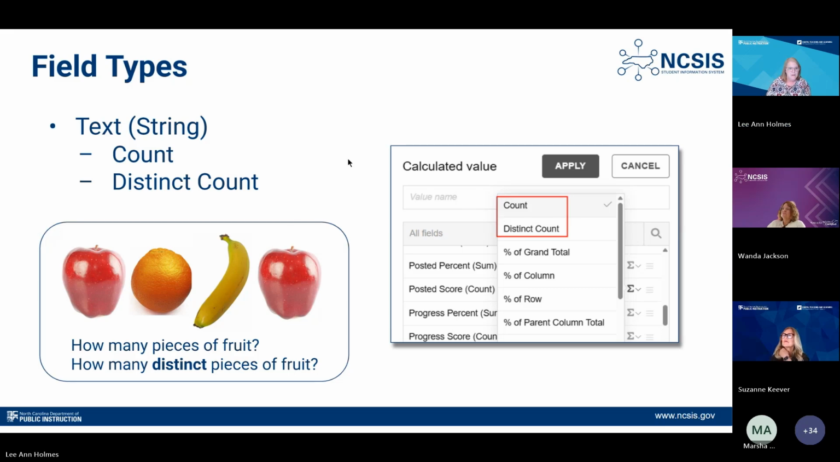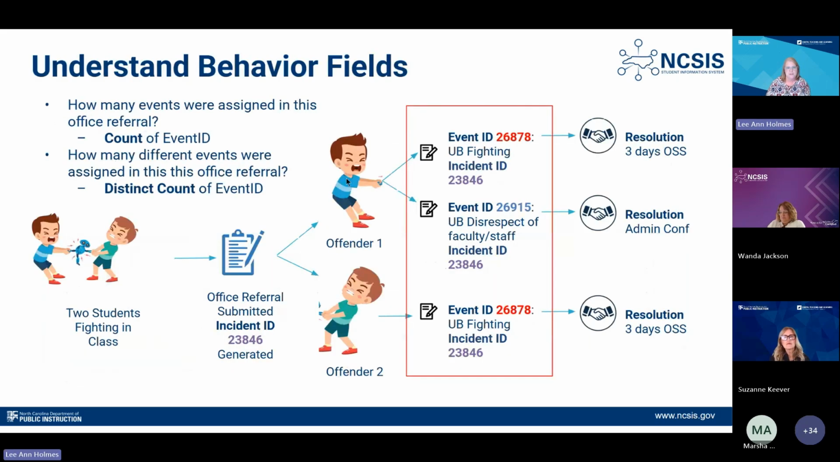Right. So now I'm going to go on and we're going to build some stuff. If you were in the earlier session, this is the same screen that I showed you earlier, however I've added a few things with the formulas. If I want to know how many events were assigned in this office referral, you would do a count, because these are events. I would just count 1, 2, 3. There are 3 events.